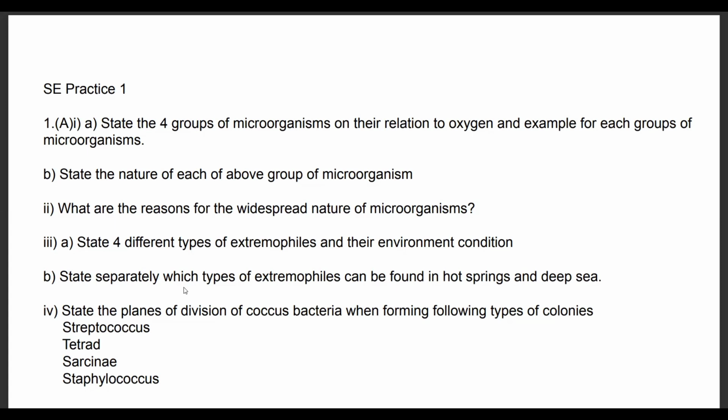Right. Look at the first one. Part A. Roman number 1. State the 4 groups of microorganisms in relation to oxygen and give an example for each group. So, we learned 4 physiological groups classified based on their tolerance to oxygen.